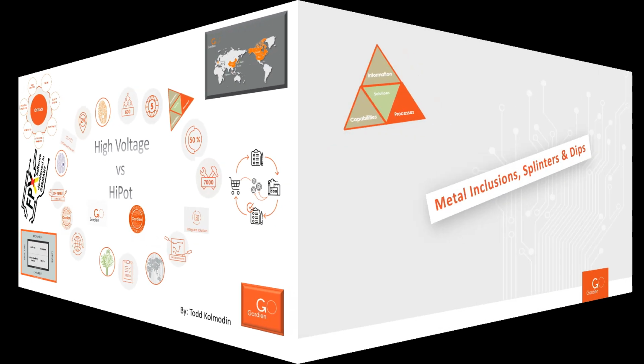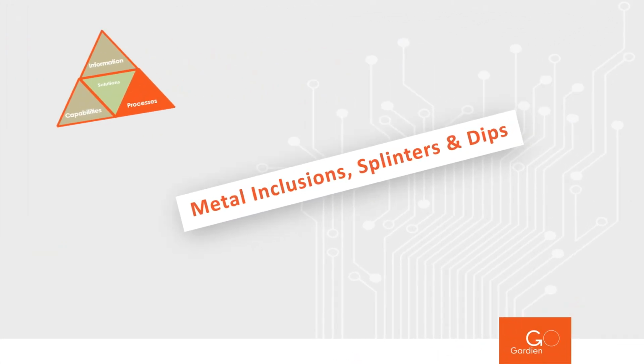So with Hipot IR testing, what we're looking for is metal inclusions, splinters, dips, things that cause inferior responses between layers or nets in the dielectrics, causing shorts to appear. A lot of times these might appear later on in the duty cycle if they don't appear right off the bat, and that causes latent defects in the field, which is definitely something we don't want.